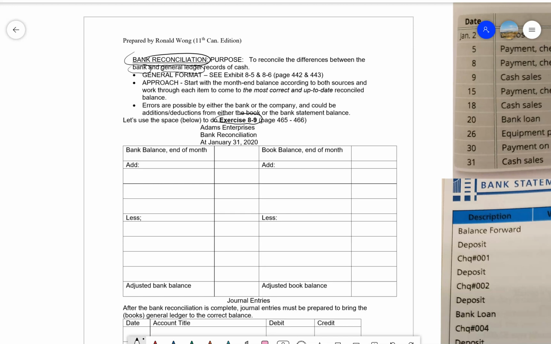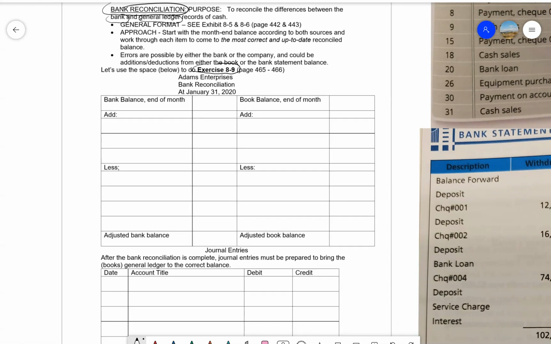Let's get started on exercise 8-9. What I have here is basically the heading of the bank reconciliation. We put the name of the company, what we're preparing, a bank reconciliation, and the date that we're doing the bank reconciliation. When you look at the question, this is going to be done at the end of January, so on January 31st, 2020.